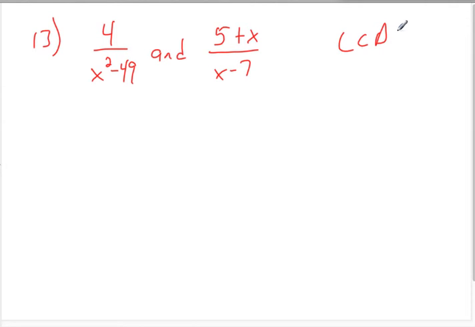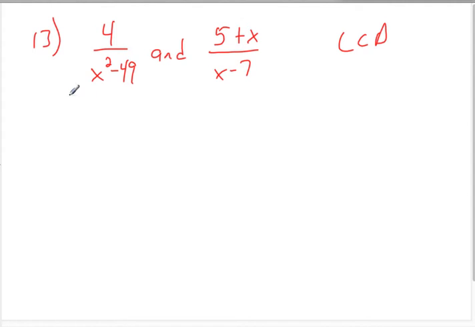Okay, so in 13 it says in order to add 4 over x squared minus 49 and 5 plus x over x minus 7, it is necessary to find the blank first. Well, it's common denominator. LCD would be a good one too, least common denominator. And what is the sum? So first we need to find the LCD.